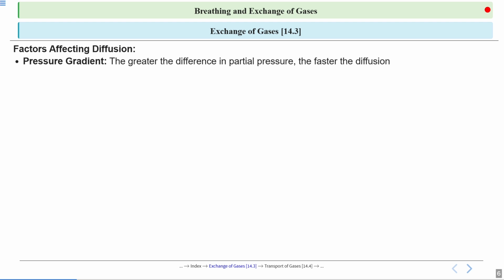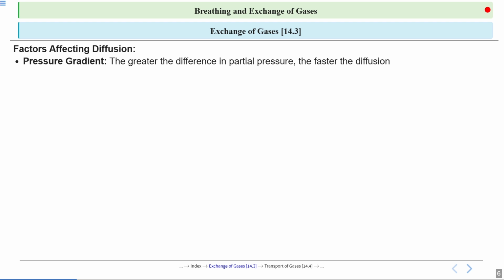Now let us see carbon dioxide. The atmospheric air has carbon dioxide. What is the partial pressure? It is 0.3. What about in the alveoli? It is 40. So it is a huge difference, right? So they are saying that the greater the difference in the partial pressure, the faster the diffusion, right? The diffusion rate will be faster.